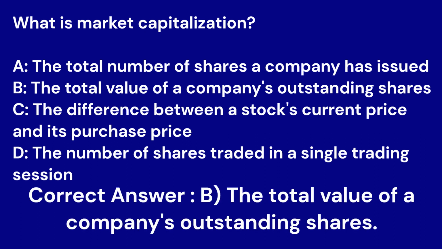The correct answer is option B, the total value of a company's outstanding shares. Market capitalization is calculated by multiplying the current stock price by the total number of shares outstanding.